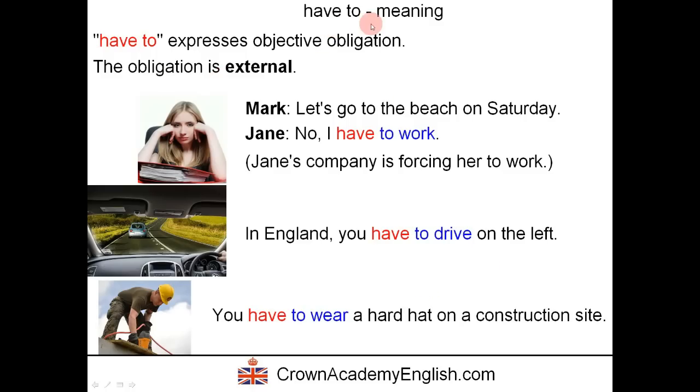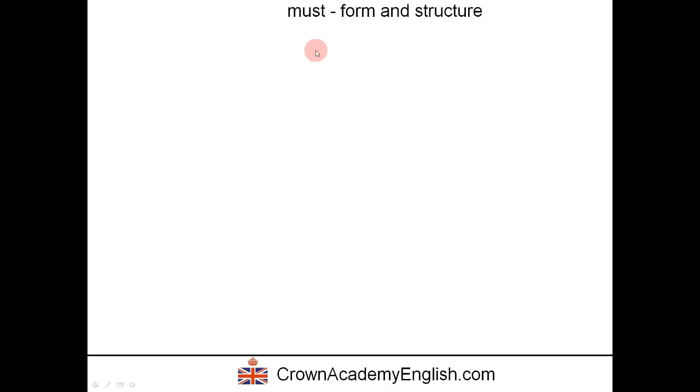Okay, so that's have to. Now let's look at must. Must is a modal verb, in fact. Have to is not a modal verb, but must, yes, must is what we call a modal verb. So let's look at the form and structure. Subject followed by must, followed by the base form of the verb. So this is not an infinitive. As you will see, we do not have the word to for this.